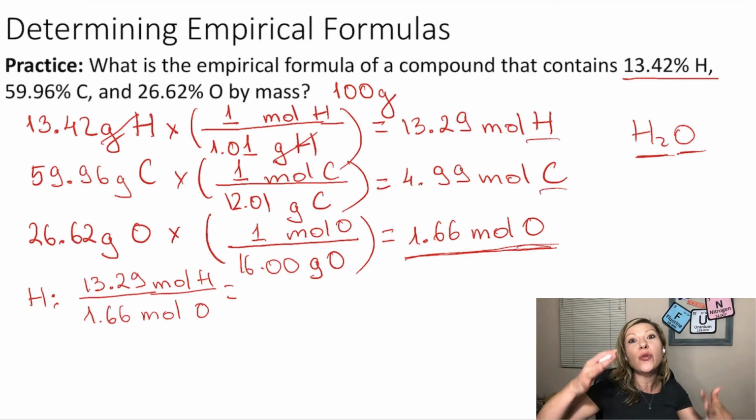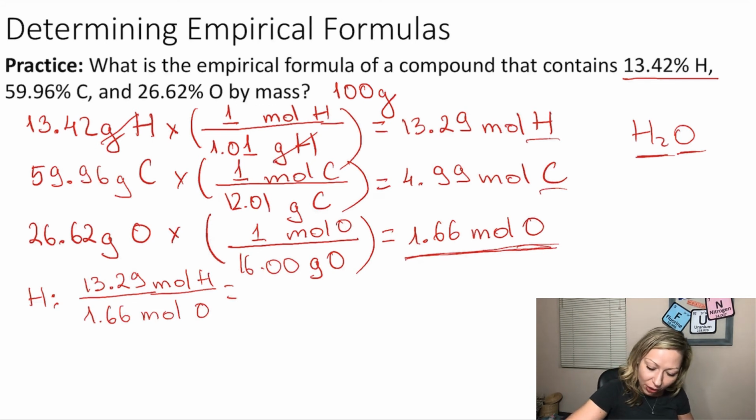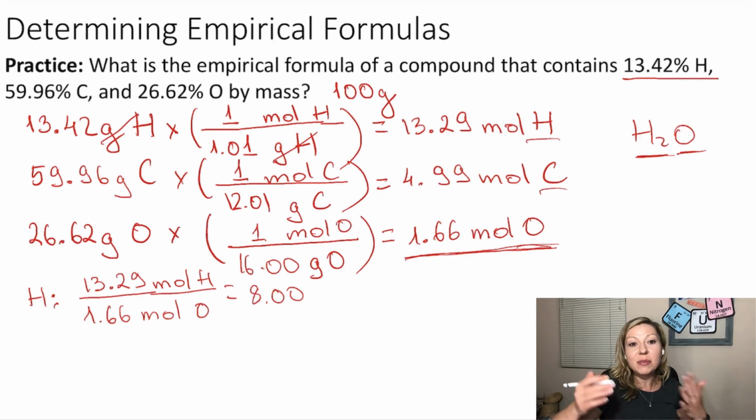Remember that moles work the same way as a dozen. They just represent a significantly larger amount of atoms or molecules or particles or bananas if you wish. Okay, so let's get back to this calculation. So if you do this calculation, you are going to get 8.00. So this means that in each formula unit, for one oxygen atom, I'm going to have 8 hydrogen atoms.